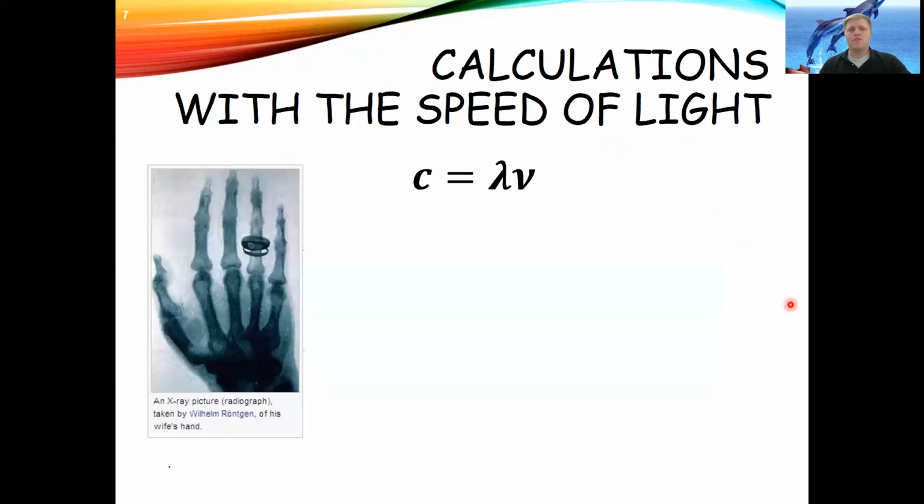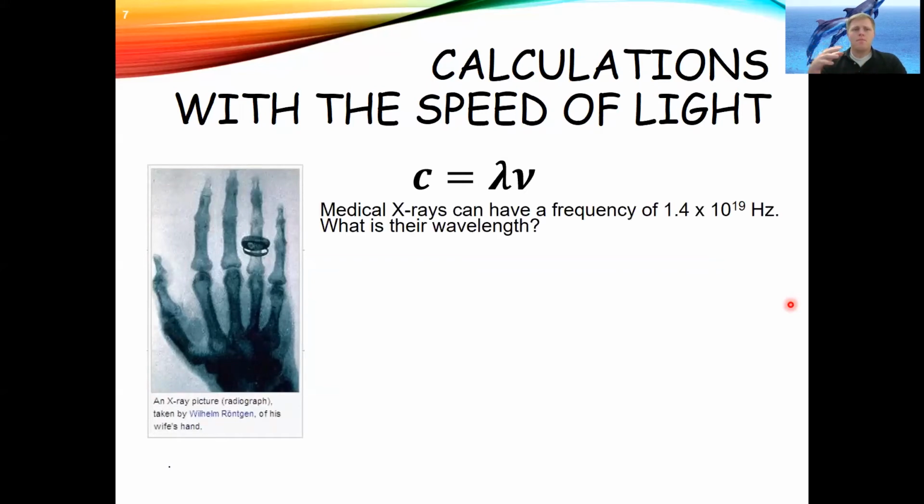Now let's try and do some calculations with this equation. So c equals lambda nu, the speed of light equation. And I'll give you some example problems. So let's talk about medical x-rays. They can have frequencies of about 1.4 times 10 to the 19th hertz. And that depends a little on your instrument and how much power it's getting. But let's figure out what the wavelength of light coming off of that is.